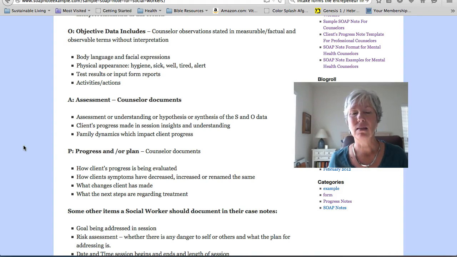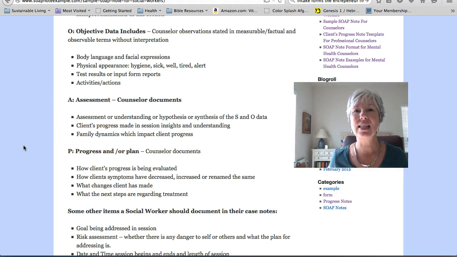Finally, the P could stand for progress and or plan. I would suggest that you include both. Here, the social worker would want to document how the client's progress is being evaluated. How do you know if the client is moving forward towards their goals? How are you measuring? In a way, are you measuring the client's symptoms? Have they decreased, increased, or remained the same? What changes have you noted and has your client noted that they've made?